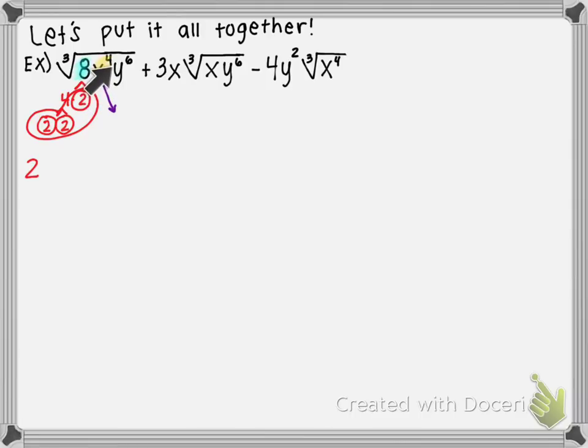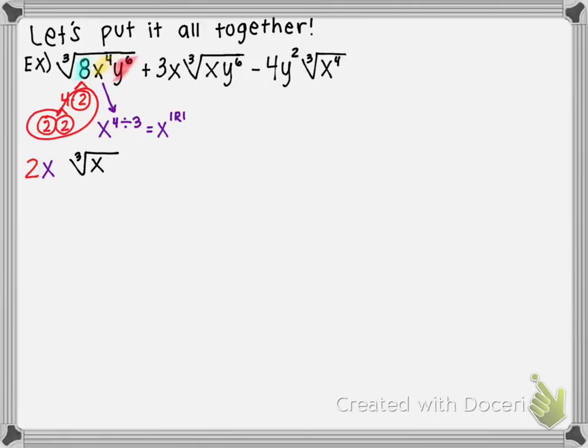X to the 4th, remember we do 4 divided by 3, and that's going to give us 1 remainder 1. So 4 divided by 3 is 1, and then we have a remainder of 1 left over. So I'm going to put my x to the 1 on the outside, and then inside goes this remainder 1x, right? So x to the 1st, or just x, on the inside.